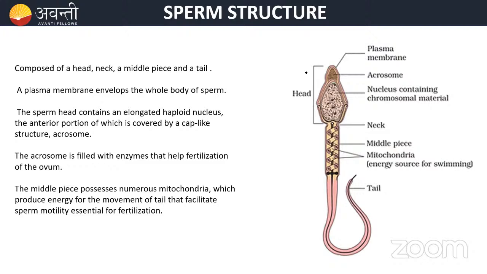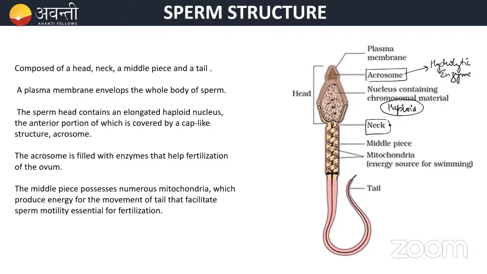Now let's discuss the structure of the sperm. Sperm is composed of a head, neck, middle piece, and a tail. The head consists of two things. Number one is the acrosome, which is a cap-like structure, and inside the acrosome, hydrolytic enzymes are present. These hydrolytic enzymes allow the sperm to penetrate or pass through the secondary oocyte. The head also consists of the haploid nucleus.